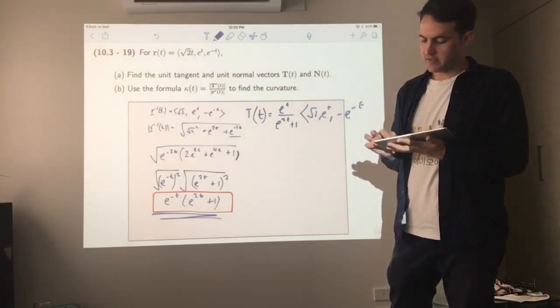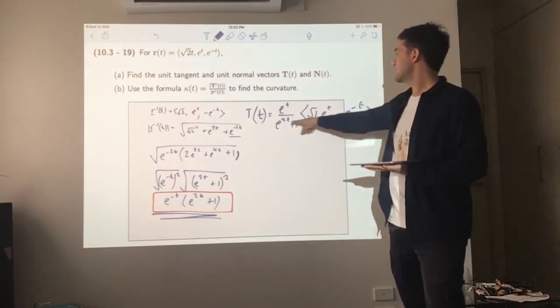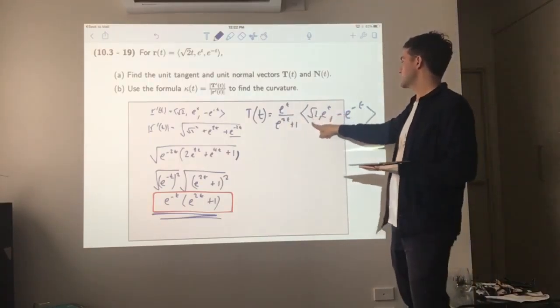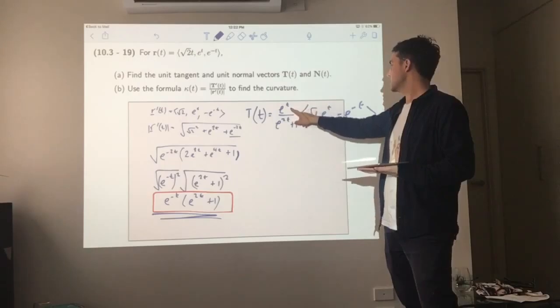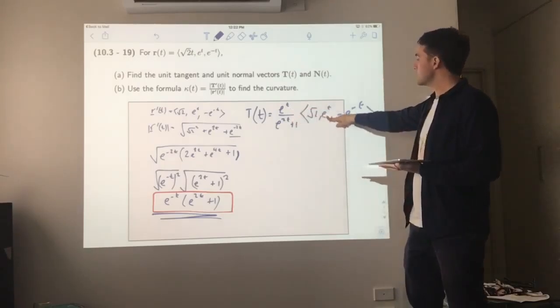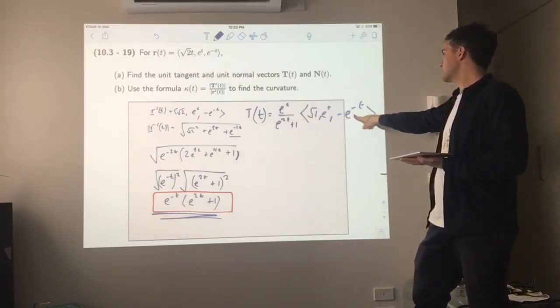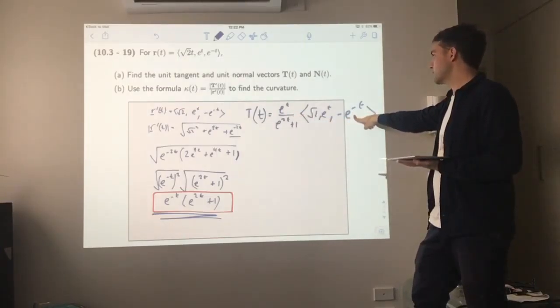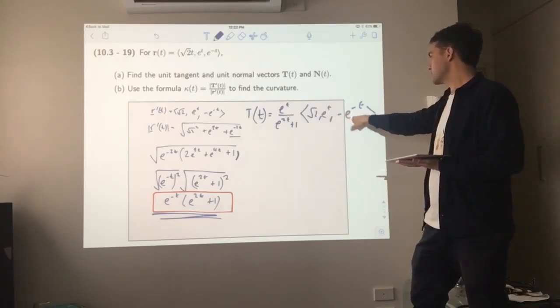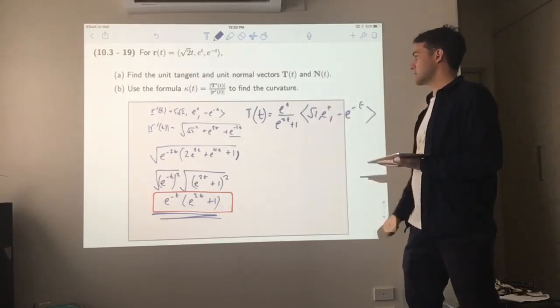And we can even see that some of these terms will have simplification. So this will just be a root 2 up here. This one will make it e to the 2t here, and then this one up here will be negative e to the negative t, so multiplying through, it'll just become a negative 1.